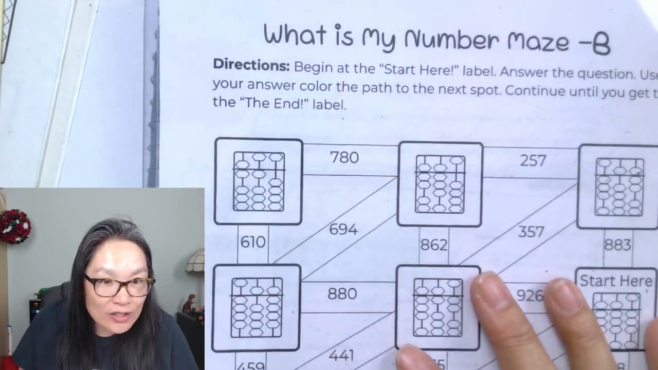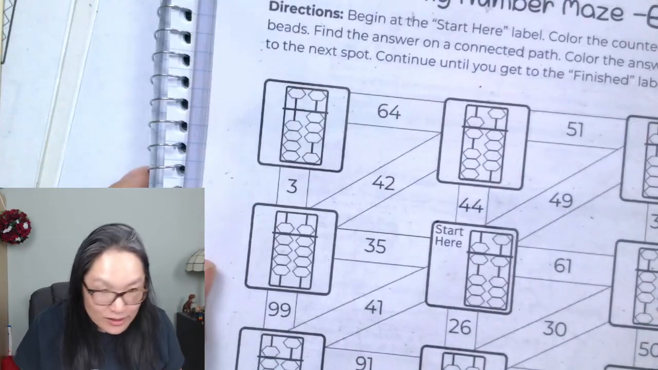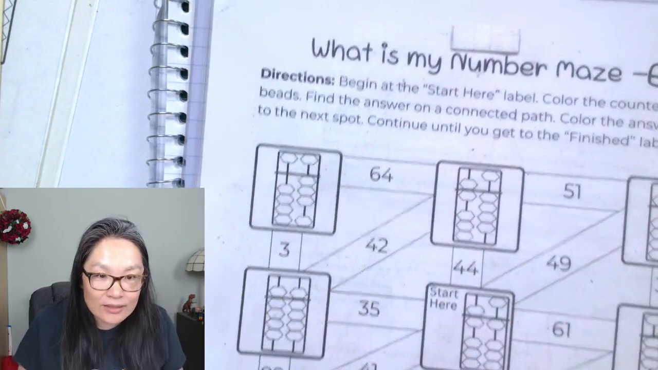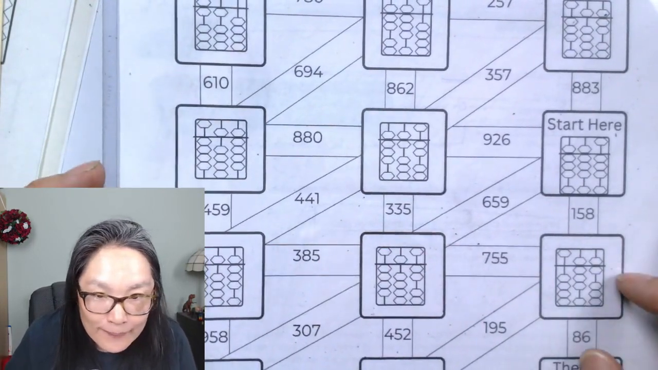I don't know, Lady J, if I told you about my new maze. I'm trying to get it to be published. So I got the 2 digits, and then I'm going to work on 3 digits as a maze. And this is just about bead recognition.